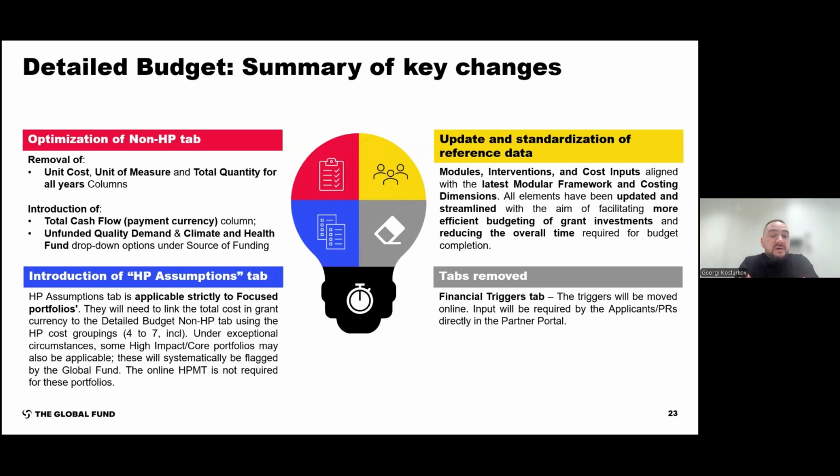The other change that we're going to introduce is additional drop-down menus under the source of funds, namely for unfunded quality demand and for climate and health additional funding.